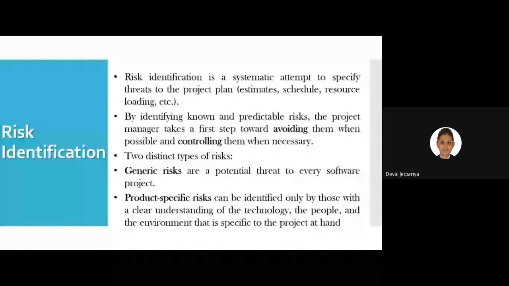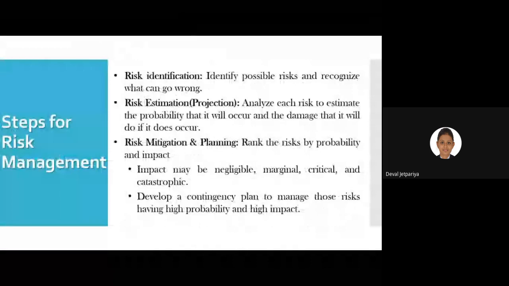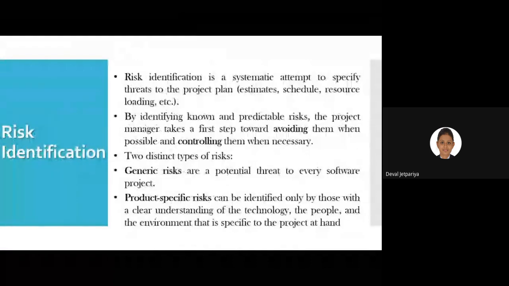The next is risk identification. The first thing we had seen is identification. Now the same identification we'll see in detail. It is a systematic attempt to specify threats to the project plan. By identifying known and predictable risks, the project manager takes a first step towards avoiding them when possible and controlling them when necessary. So the first step is we'll try to avoid. We are simply neglecting those risks. But when that is not feasible, we'll try to control them, right?